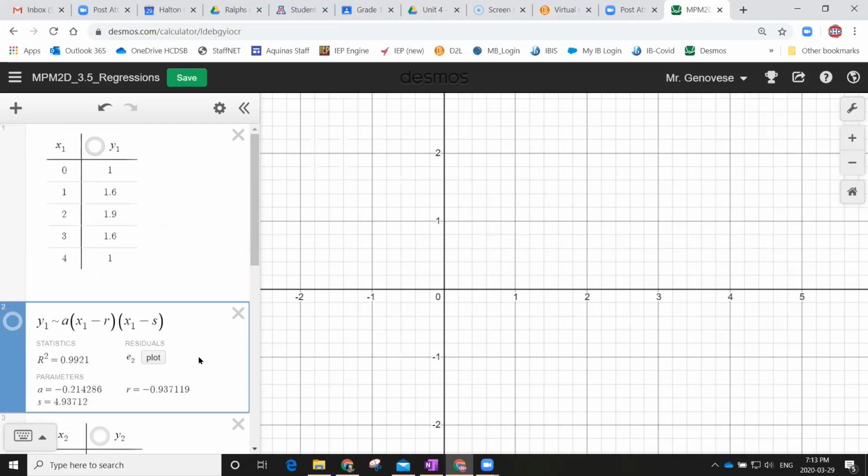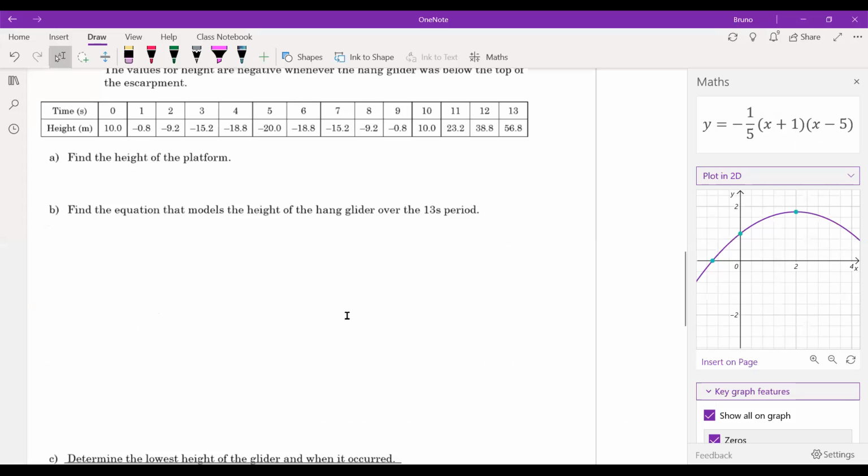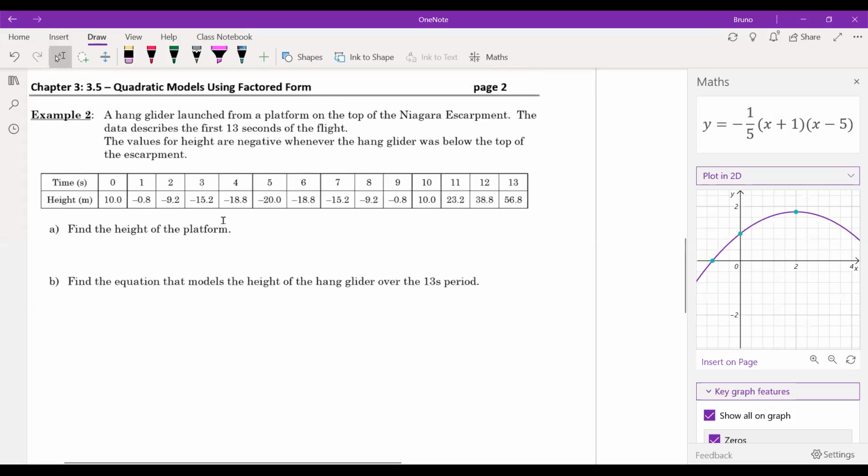Now the other example that we were going to take a look at here is this one here. Now it's very tedious to enter all that data. So this is a hang glider that's launched from a platform, and there's some data corresponding to it. So you're asked to find the height of the platform. Now the height of the platform, if the person is standing at the top and then they jump, would be the instant that they start their flight. So the height of the platform should be the same as when the time is 0.